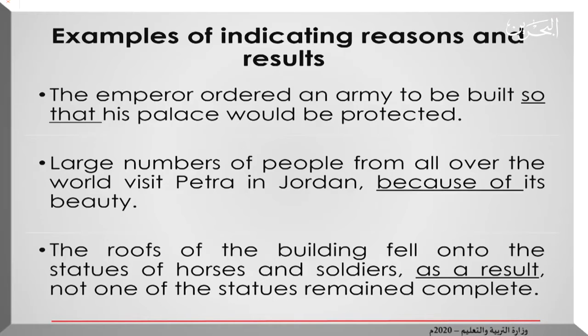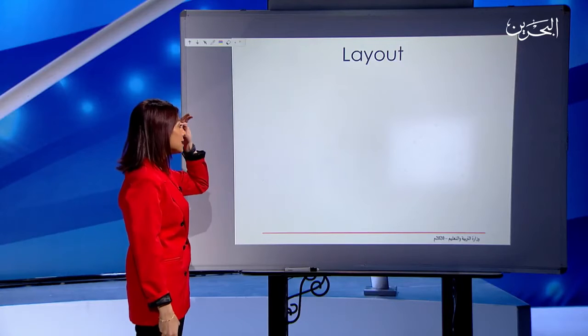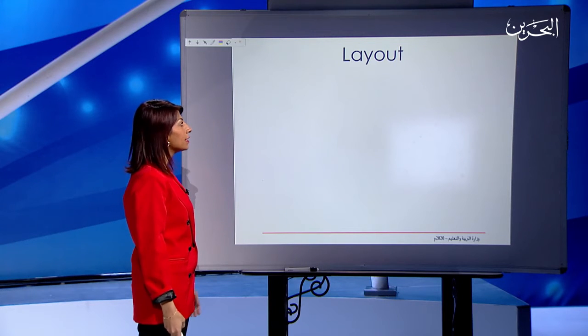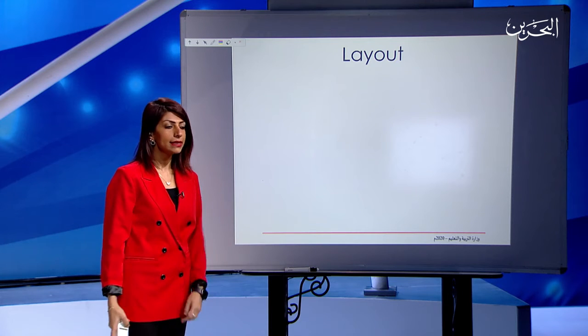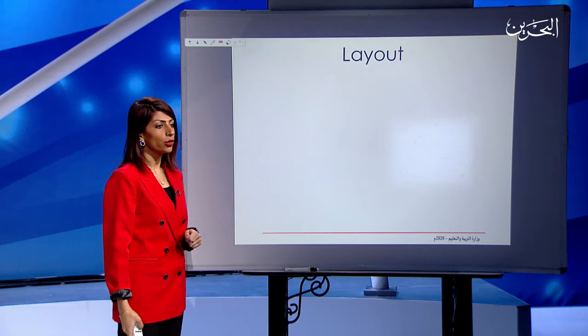So pay attention, here there's something happened. The roofs fell onto horses and soldiers' statue. What was the result? What happened? Later on, not one of the statues remained complete. So the expression as a result is giving you a result or an outcome. Now let's move to the layout of writing an evaluation essay. This is very important. Let's write down some points together.